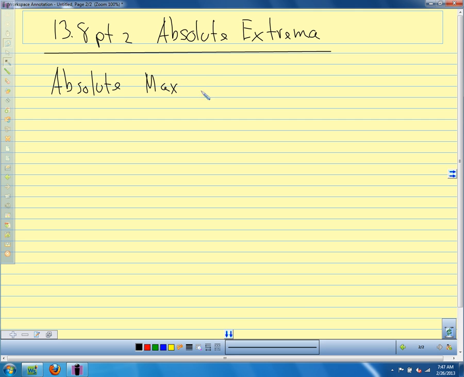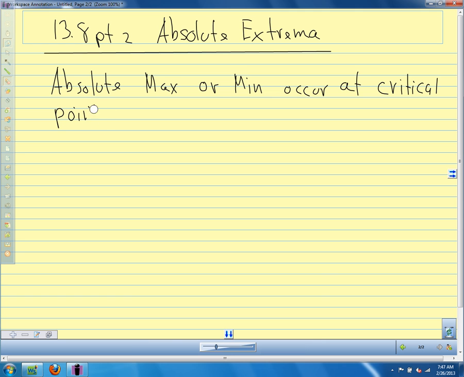So we're going to start out by saying that our absolute maxima or minima, and I'm just going to say max or min, occur at critical points or on the boundary of some closed bounded region.